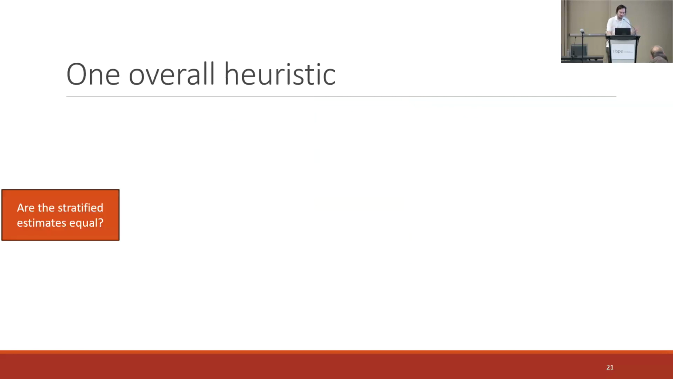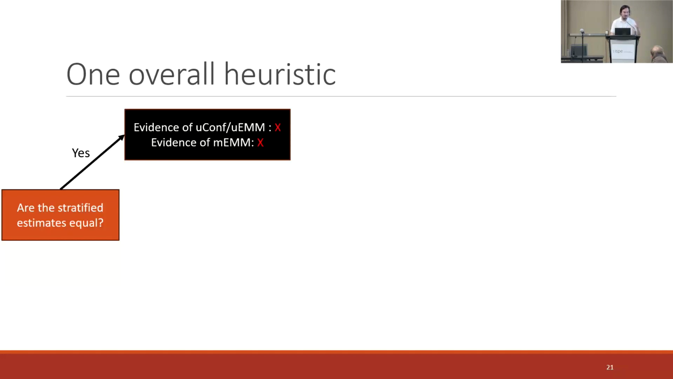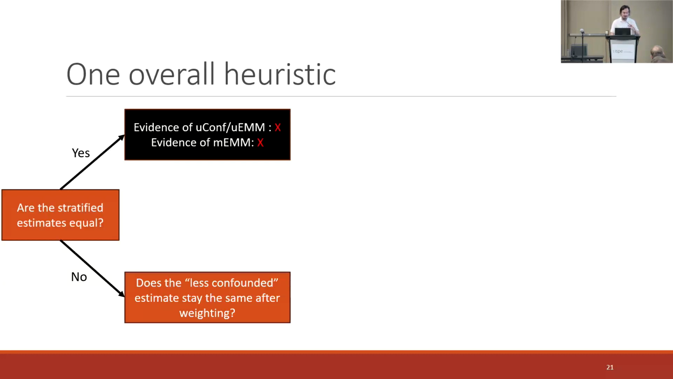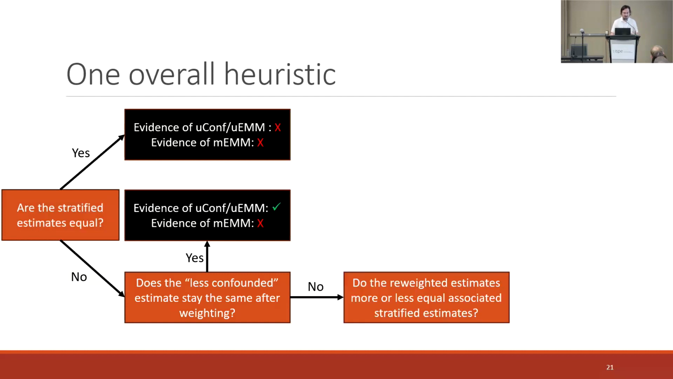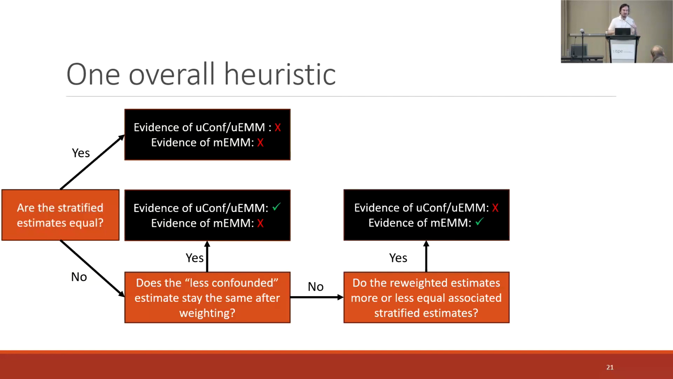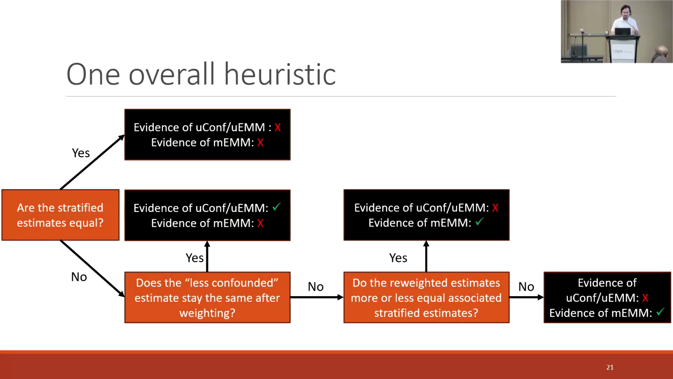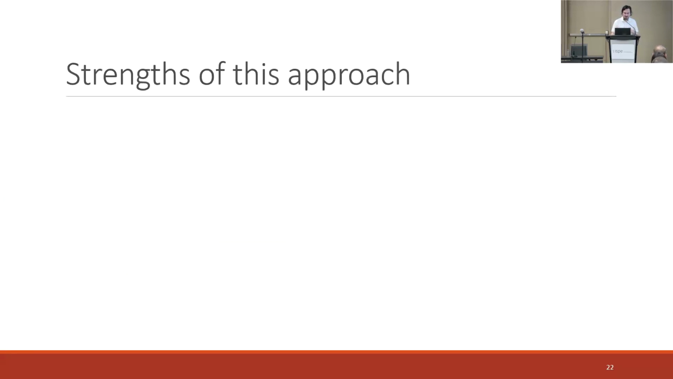So in a quick overall heuristic, you can ask this series of questions. Are the stratum estimates equal? If they are, you don't really have evidence of either of these phenomena. If the stratified estimates aren't equal, you can see if the less confounded stratum stays the same after weighting. And if it does, then it's probably not heterogeneity that you measured that's causing the difference in estimates. If the less confounded estimate changes after weighting, you kind of end up at this awkward position of, well, do we think the estimates are kind of equal and balance each other out? If so, you don't have confounding. If you're in that in-between area, you kind of end up with both.